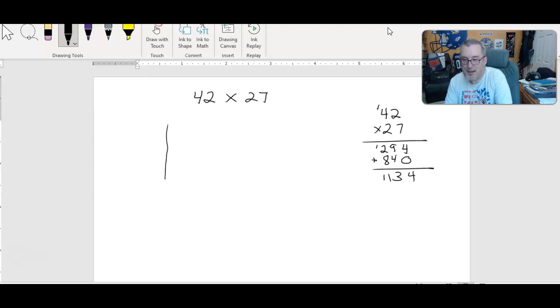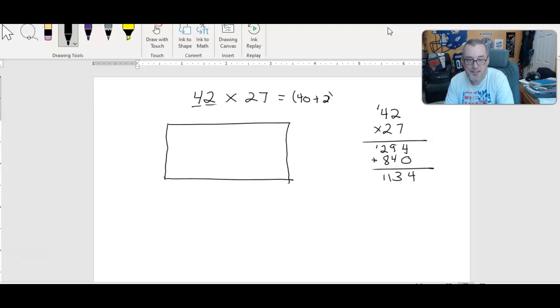This is where we get to combine some geometry along with the arithmetic procedure. You make a rectangle. You break up the rectangle into parts. Now, 42 is really 40 plus 2, isn't it? So I'm going to make this left to right length of my rectangle 40 units long plus 2 units long.